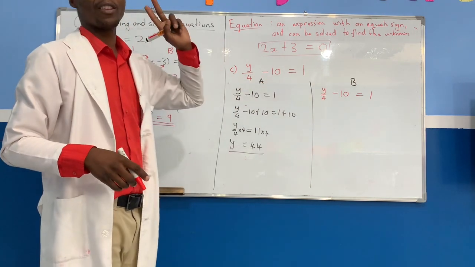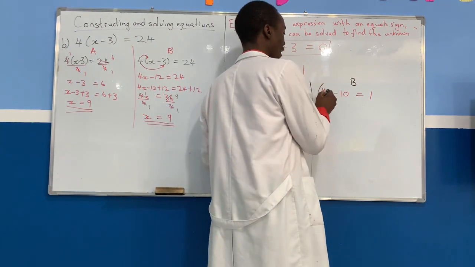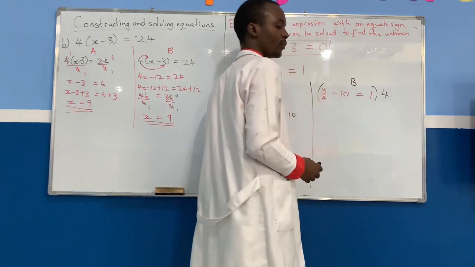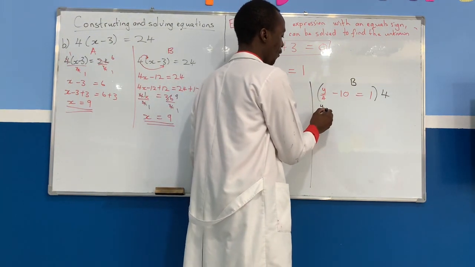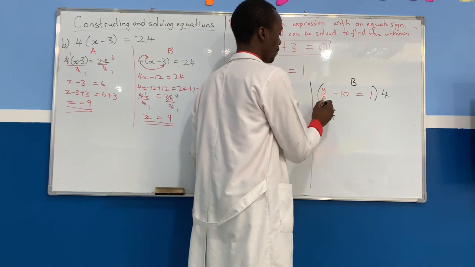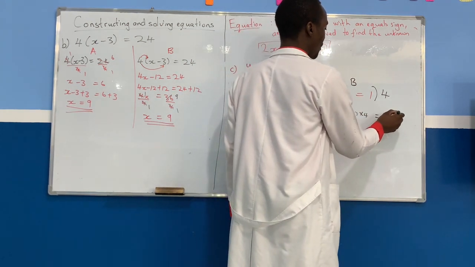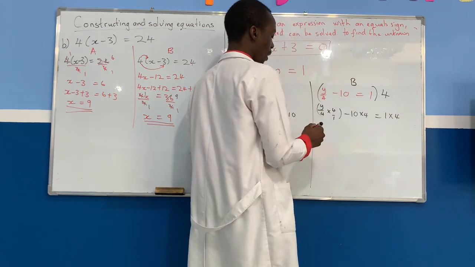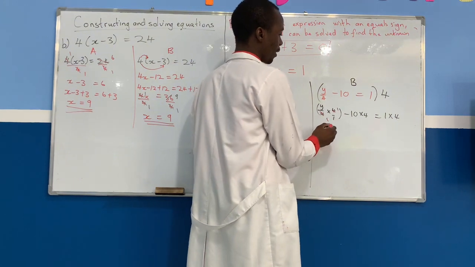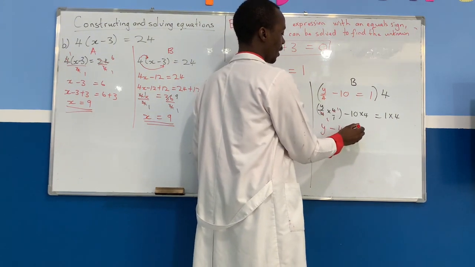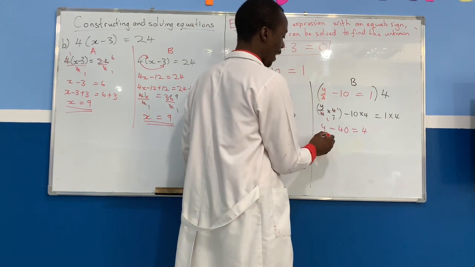Moving on to the second method, method B. You see that we have a fraction in our equation. The first thing when you encounter fractions is to eliminate the fraction part. I'll multiply everything by 4, which is the denominator of the fraction, which gives us y over 4 times 4 minus 10 times 4 equals 1 times 4. Then the 4s cross each other out, and we remain with y minus 40 equals 4.